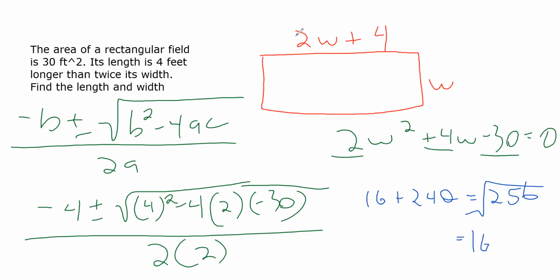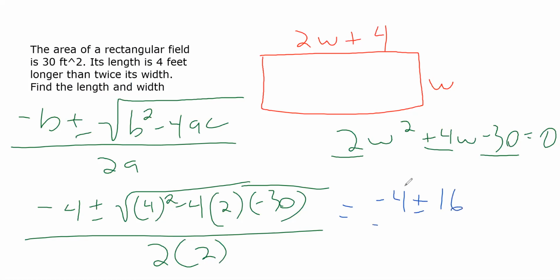So we're going to get a 16 from that discriminant, which is what it completely reduces to, even after we take the square root of it. So we're going to end up with negative 4 plus or minus 16, all over 4.